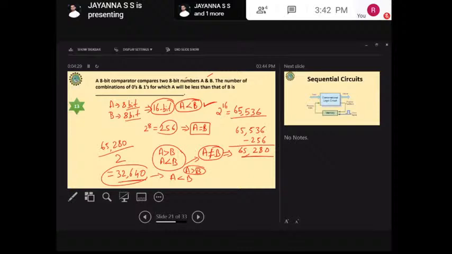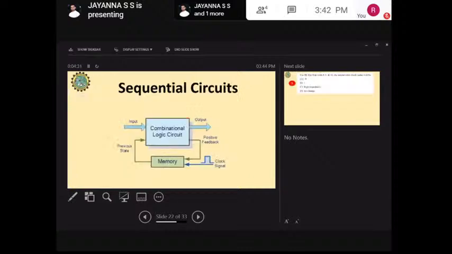We are going to write that one. It's a numerical problem. Okay, these are a few problems which I have solved on combinational circuits. Let us move on to sequential circuits.